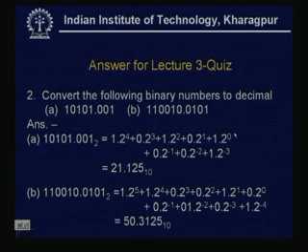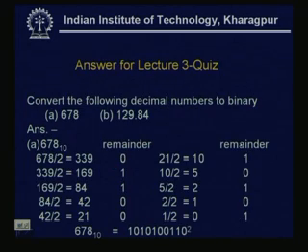The third question was to convert the decimal numbers to binary. The first one was 678 in decimal. In this case we will divide by 2, as I want the number converted to the binary system where the radix is 2. This will be a repeated division, and we accumulate the remainders.